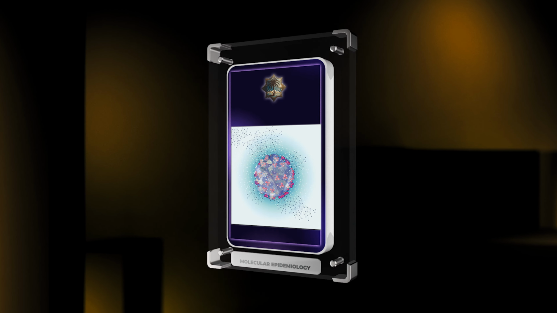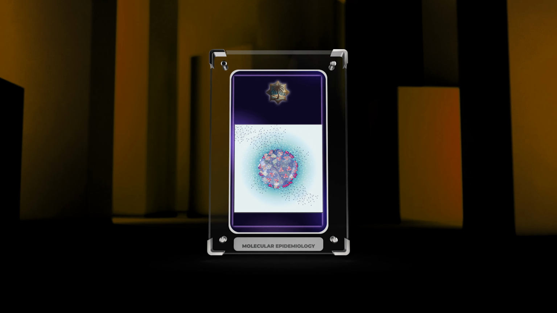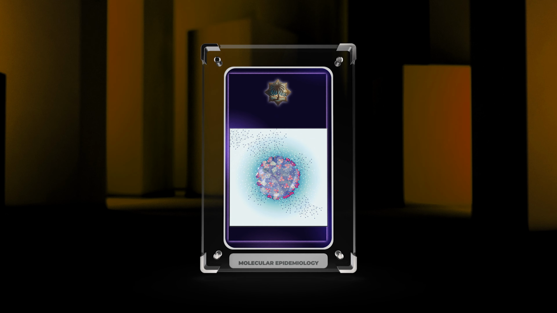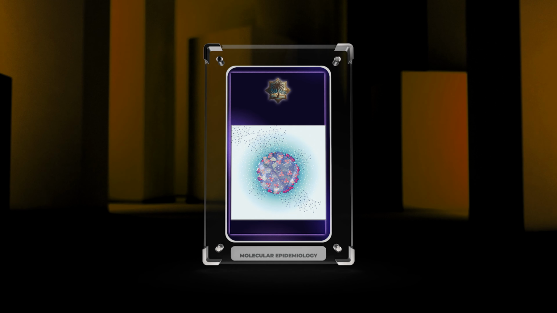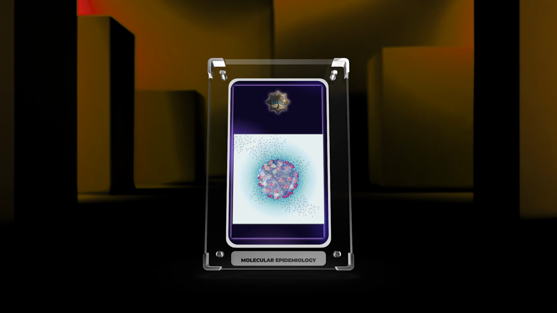We will examine the cutting-edge field of genomics and its applications in epidemiology, antimicrobial resistance, zoonotic diseases, outbreak investigations, vaccine development, host-pathogen interactions, surveillance systems, metagenomics, molecular diagnostics, and epidemiological modeling.